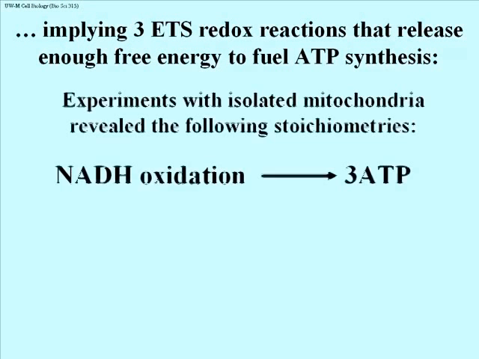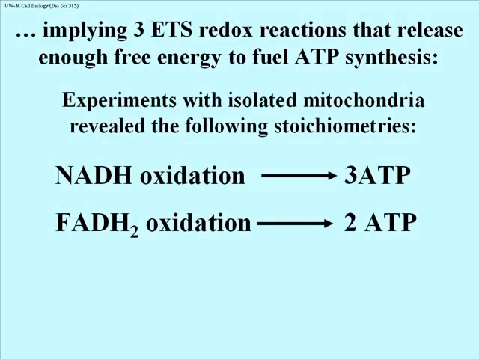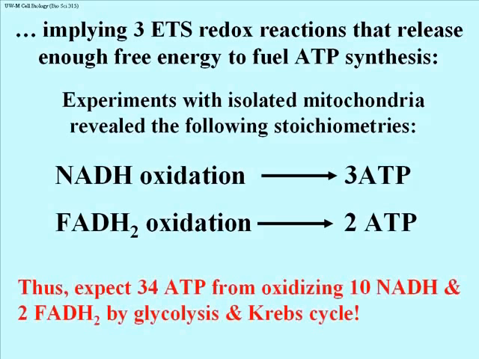Indeed, the stoichiometries of ATP synthesis coupled to NADH or FADH2 oxidation were worked out. NADH oxidation seemed coupled to the synthesis of 3 ATPs, while FADH2 oxidation fueled only 2 ATP syntheses. Based on the amount of these electron carriers produced in the electron transport system, one could predict that the free energy from glycolysis and the Krebs cycle could fuel the synthesis of 34 ATPs. You can do the math for yourselves using former balance sheets that I showed you.